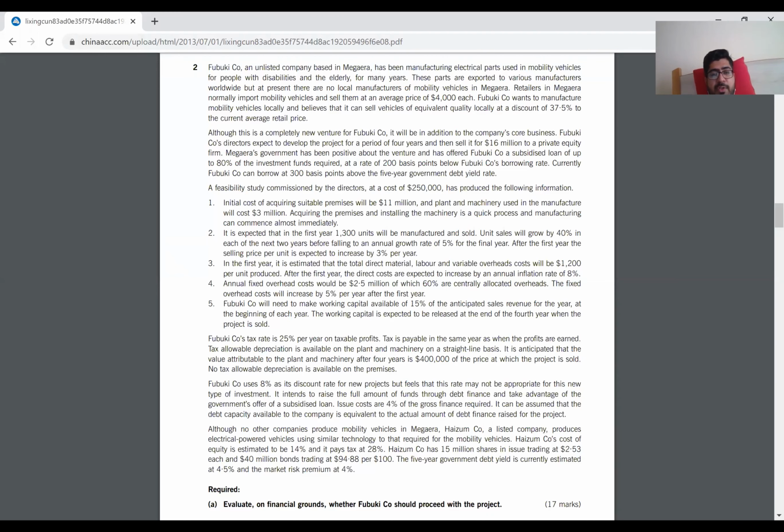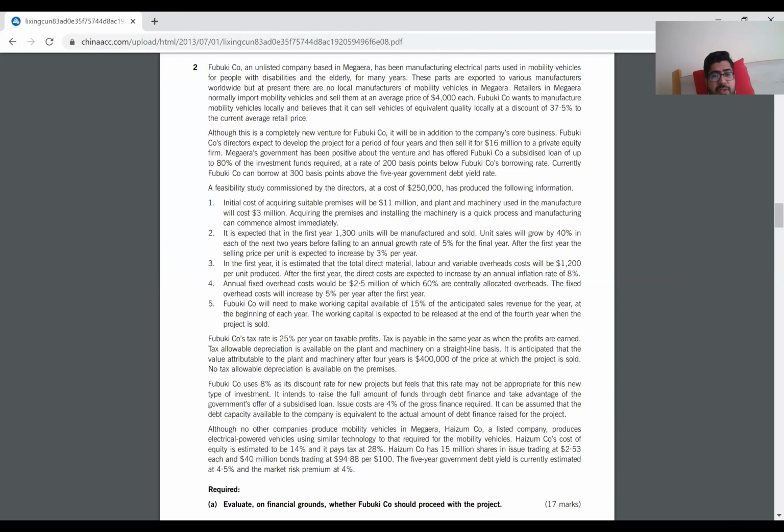Acquiring premises and installing machinery is a quick process and manufacturing can commence almost immediately. Second, it is expected that in the first year 1,300 units will be manufactured and sold. Unit sales will grow by 40% in each of the next 2 years before falling to an annual growth rate of 5% for the final year. After the first year, the selling price is expected to increase by 3% per year, okay?